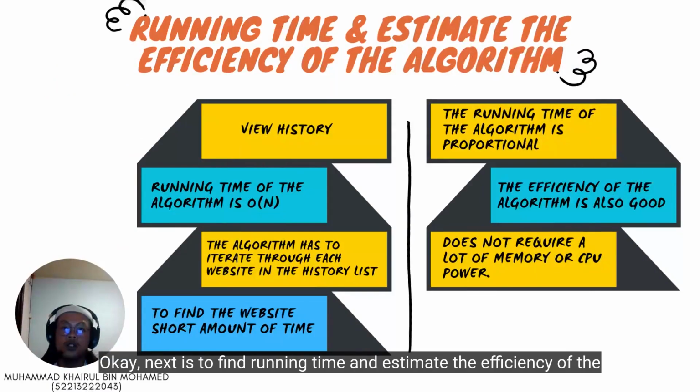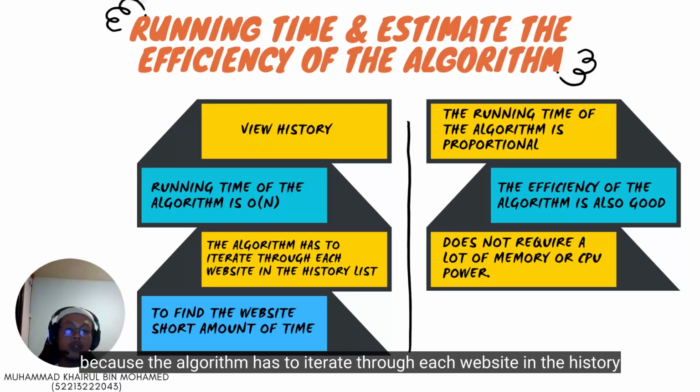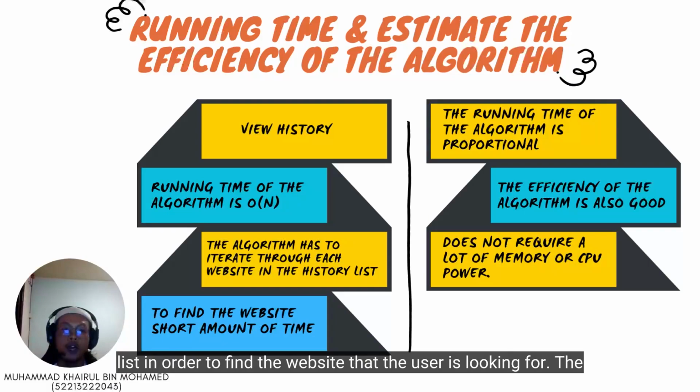Okay, next is to find running time and estimate the efficiency of the algorithm. The operation that we choose for Microsoft Edge is view history. The running time of the algorithm is linear, where n is the number of websites in the history list. This is because the algorithm has to iterate through each website in the history list in order to find the website that the user is looking for.